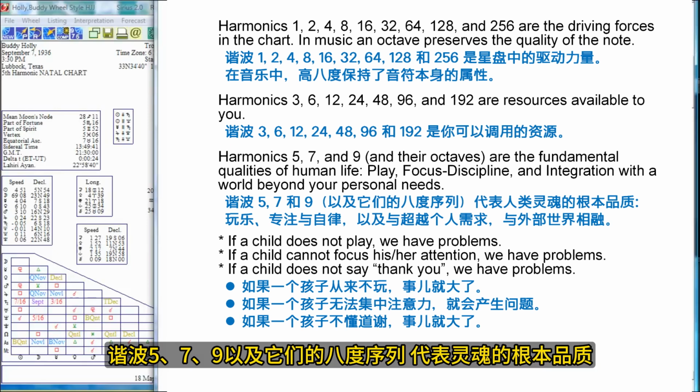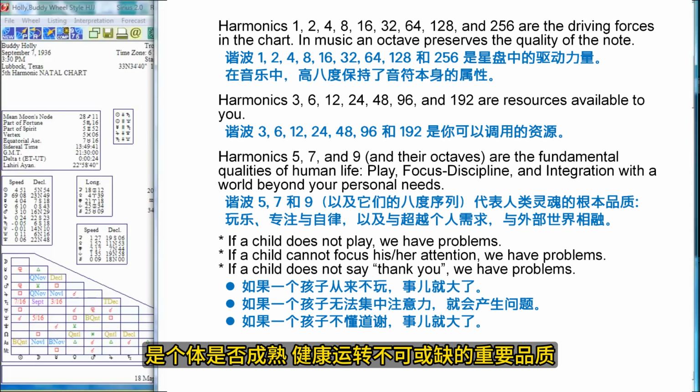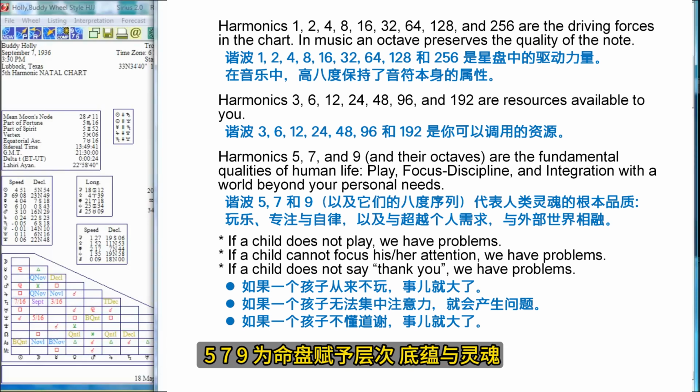Okay, so the harmonics 5, 7, and 9 and their octaves are like the fundamental qualities of the soul. So the octave harmonics, starting with 1, basic drive, the octaves of 3 are resources available to you, and 5, 7, 9 add the color, add depth, they add soul to it, because 5 is play.